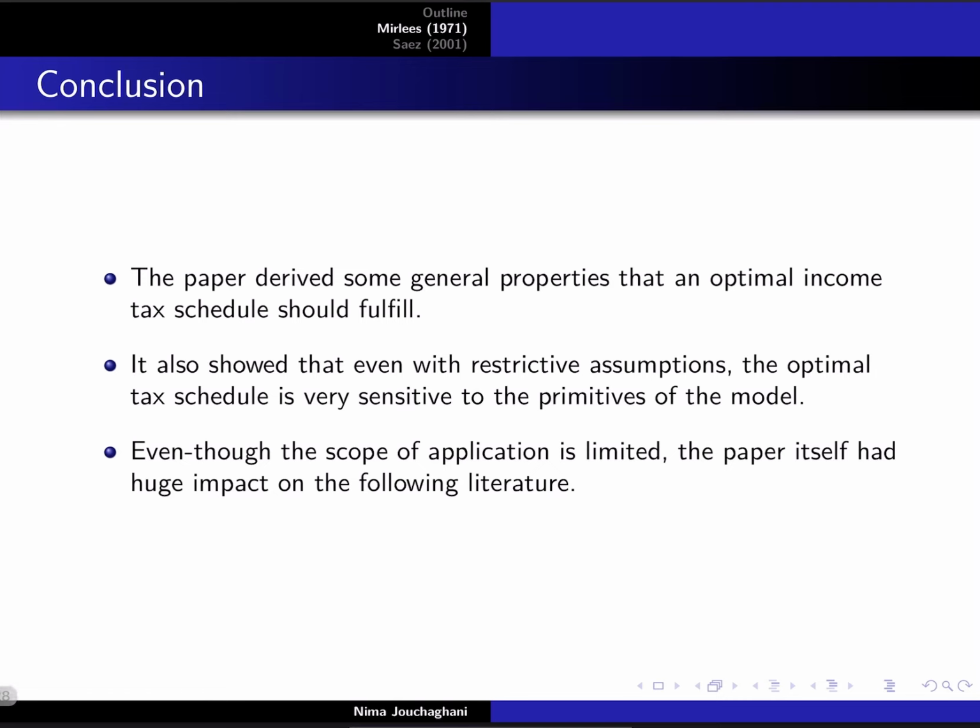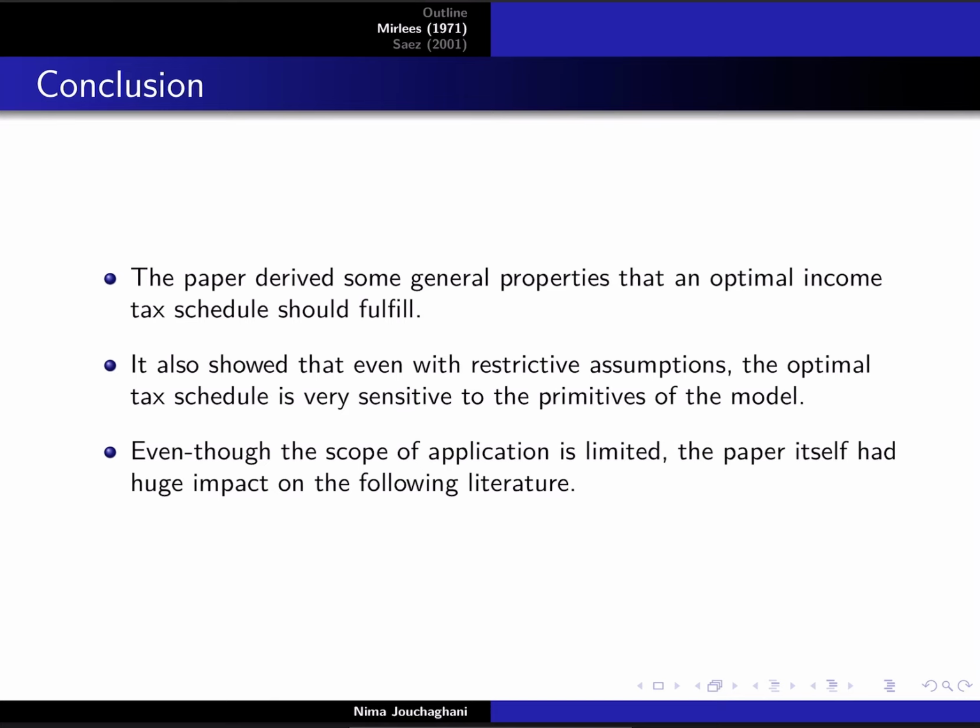So this brings me to the conclusion of the Mirrlees paper. This paper derived some general properties that an optimal income tax schedule should fulfill. So from a normative perspective, he's deriving some general properties. He showed that even with the restrictive assumptions that he's considering, the optimal tax schedule is still very sensitive to the primitives of the model. Even though he already has a lot of assumptions, changes in the preferences or changes in the distribution of income or skill have a huge impact on the policy implications, depending on what your goal is.